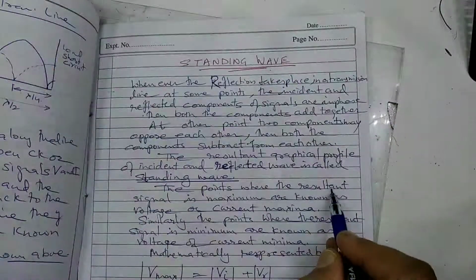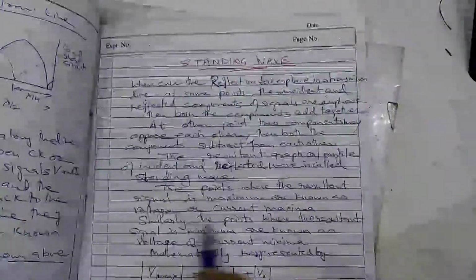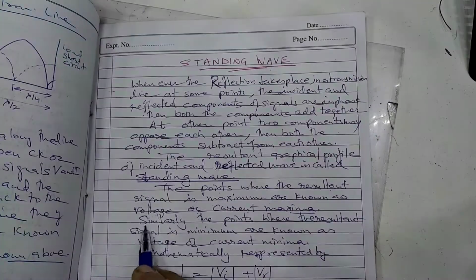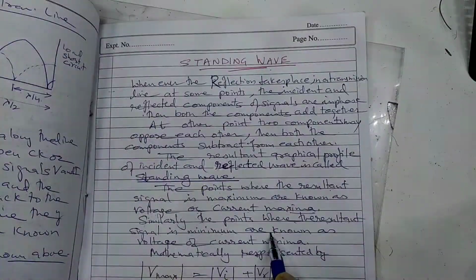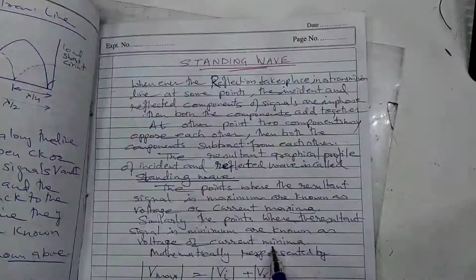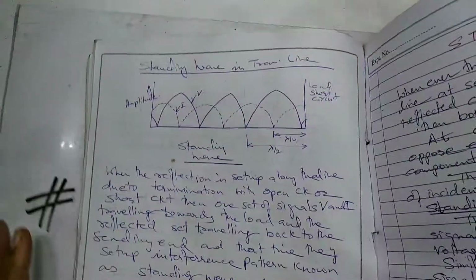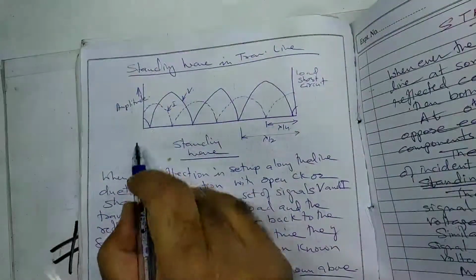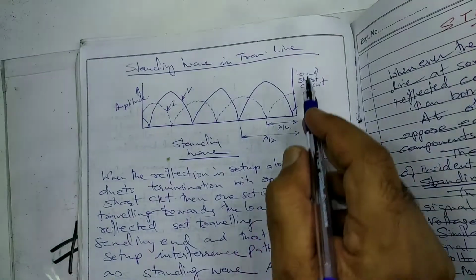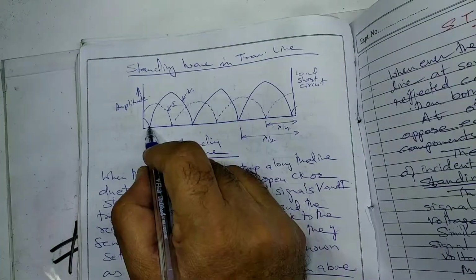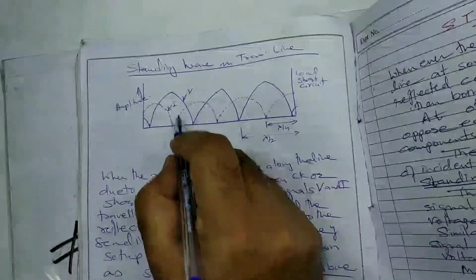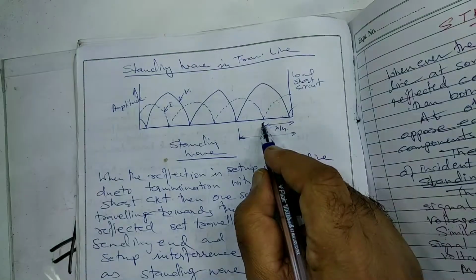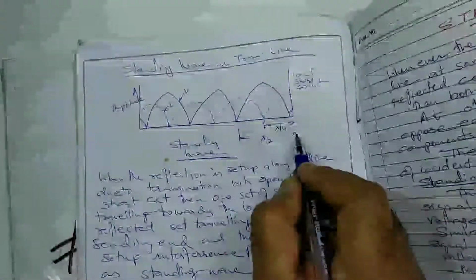The points where the resultant signal is maximum are known as voltage or current maxima. Similarly, the points where the resultant signal is minimum are known as voltage or current minima. Now we can see the standing wave in a transmission line is like this. So this is the amplitude, and we can see it for voltage and the current. So this is load short circuit. When the load is short circuit, this length is lambda by 4 and this length is lambda by 2.